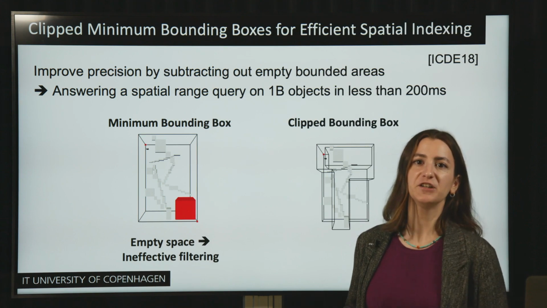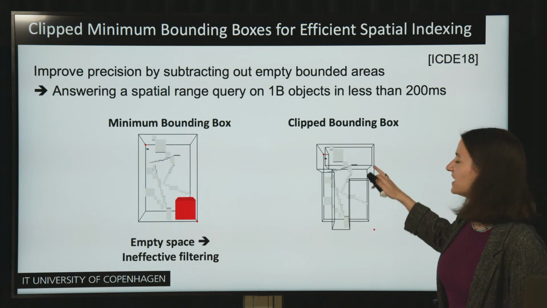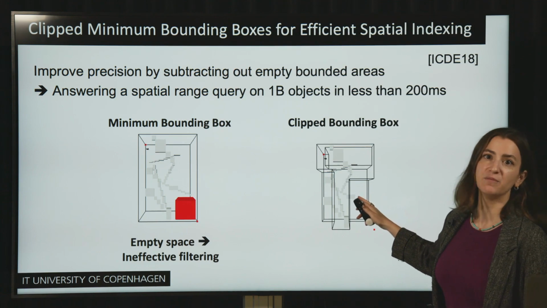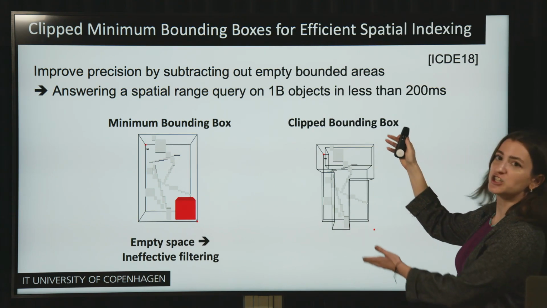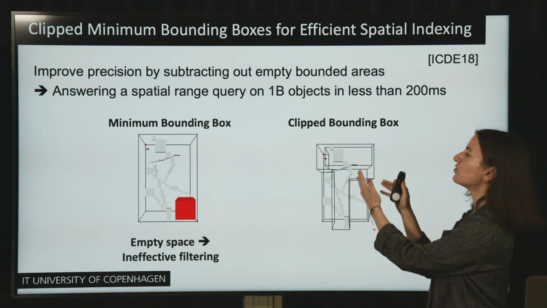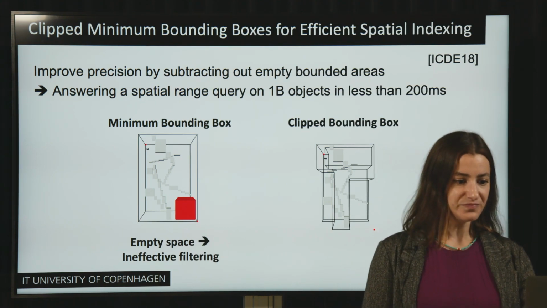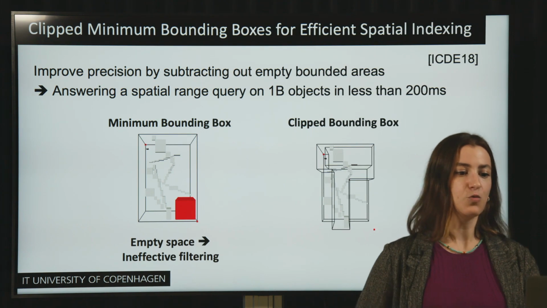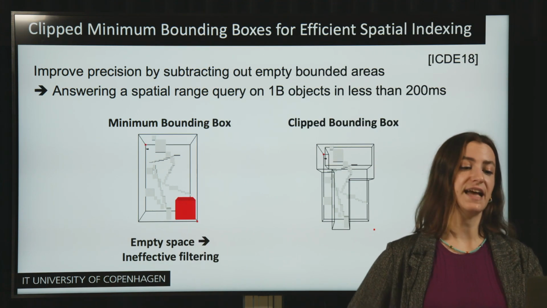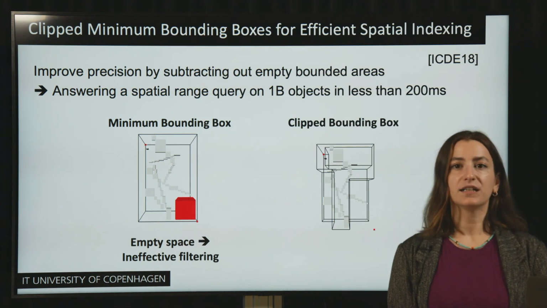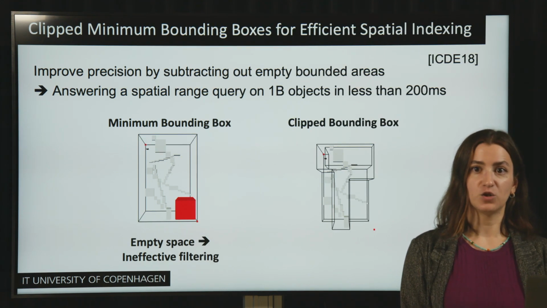So to address this inefficiency, we proposed to clip away or subtract the empty area that's situated around the corners of the minimum bounding box. The resulting shape is what we call a clipped bounding box, and as you can see, it is essentially our original big box minus some smaller boxes that are subtracted away from around its corners. Now, by doing that, we can approximate our underlying data more efficiently and more closely, and have better pruning power. And as a result, in our experiments, we saw that we can answer a spatial range query on 1 billion objects in less than 200 milliseconds.